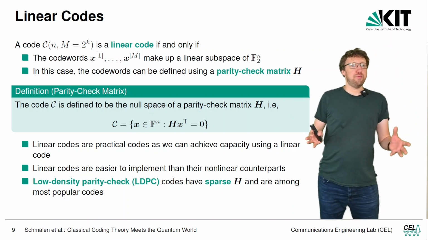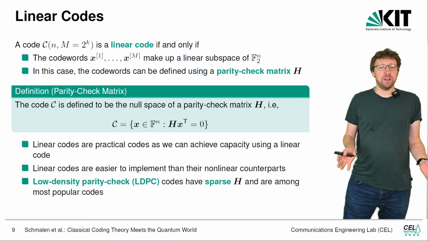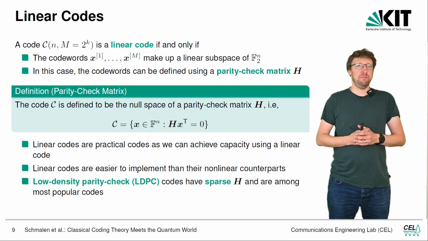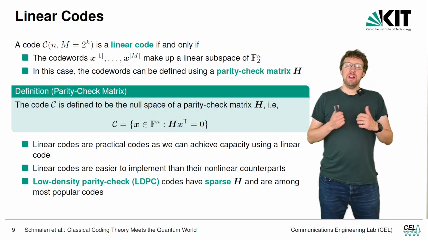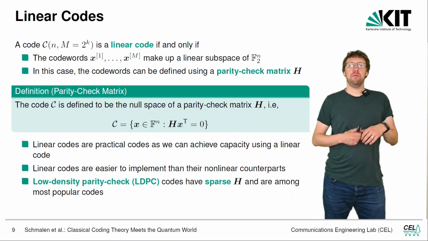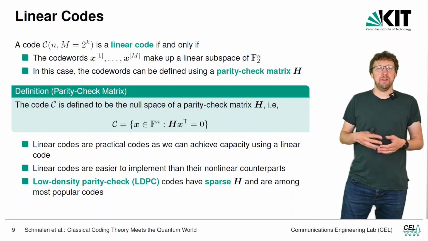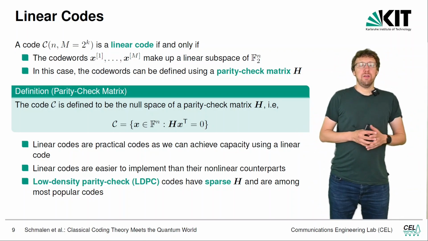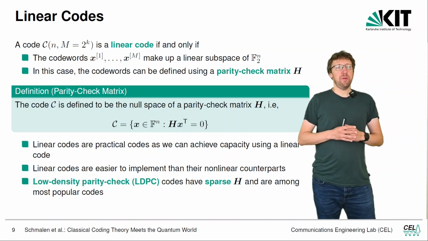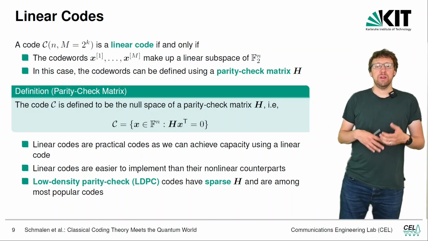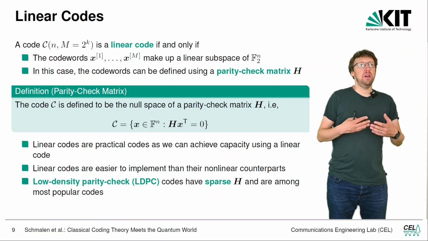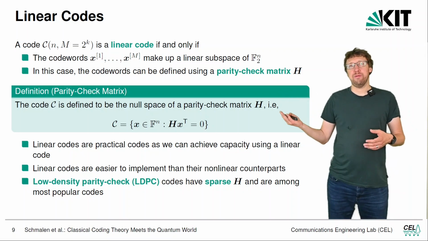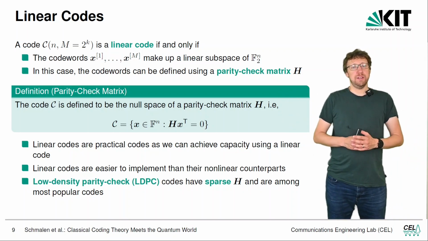Linear codes are essentially practical codes because we can show that we can achieve Shannon's capacity using a linear code. Great. Linear codes are also easy to implement. Many simplifications exist for implementing encoding, but also decoding of linear codes. And we have one extremely popular example of a linear block code, which is an LDPC code, or low density parity check code. It's used in 5G, it's used in Wi-Fi, it's used in many communication systems.